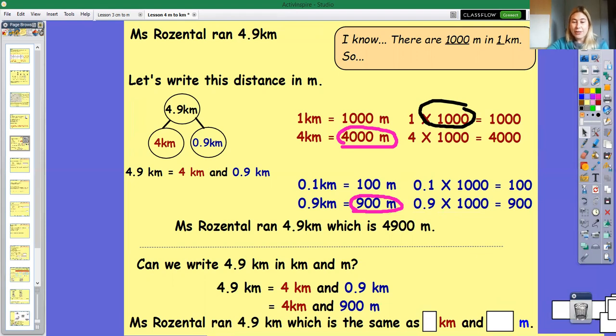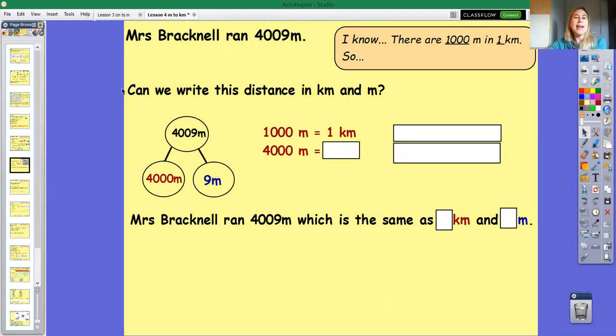So I can say that Ms. Rosenthal, or myself, ran 4.9 kilometres, which is the same as how many kilometres? It would be 4. And how many metres? 900. So hopefully you can see that we can write this as kilometres. We can convert it into metres, but we can also write it separately in kilometres and metres. Okay, let's carry on.